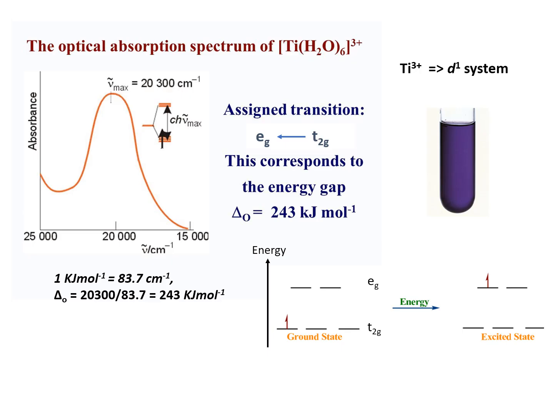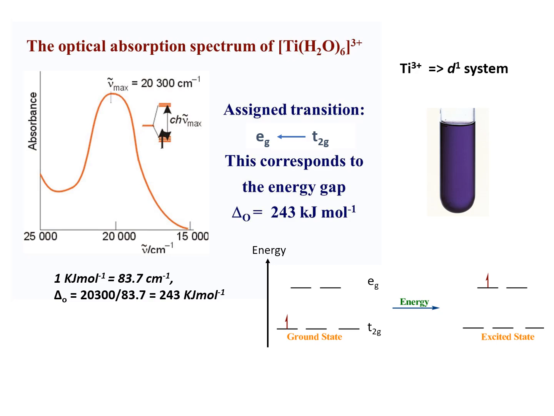Okay. Now, like how we are showing here in the Titanium 3+ system. It is a d1 system, that means having only one electron. How does it show the color?